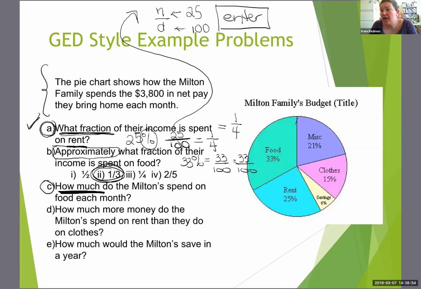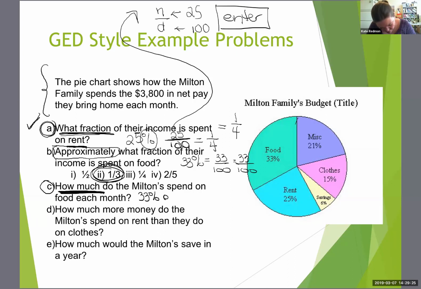Nobody, if you ask me, how much do you spend on food each month? And I said 25%, you'd be like, what? 25% of what? Exactly. So what I want to know is how many dollars do the Miltons spend on food each month? Now, I don't know how many dollars the Miltons spend on food. What do I know? You know that it's 33% of the income. Exactly. I know they spend 33%.